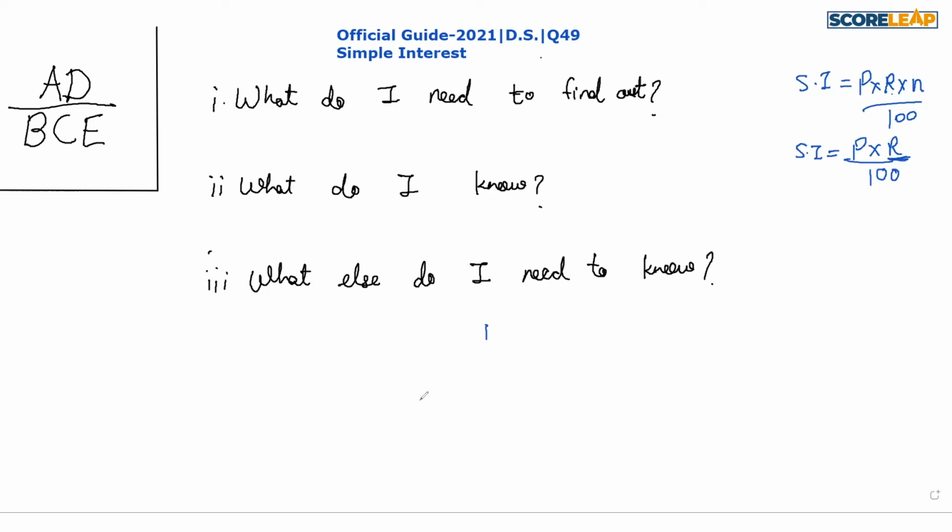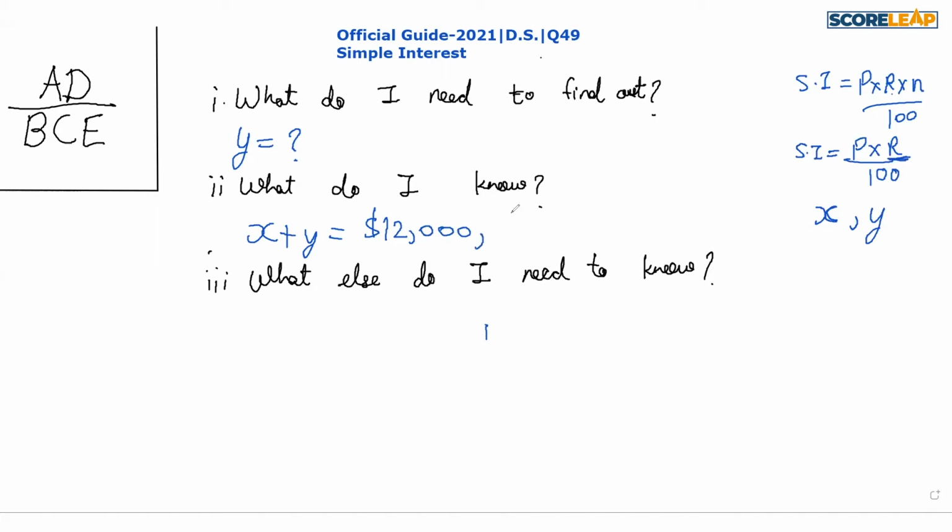Okay, what do I need to find out? I need to find out how many dollars Robin invested in investment Y. So let us take the amount that Robin invested in investment X as X and in investment Y as Y. What do I know? I know that X plus Y is equal to $12,000. This is what we know from the question statement.